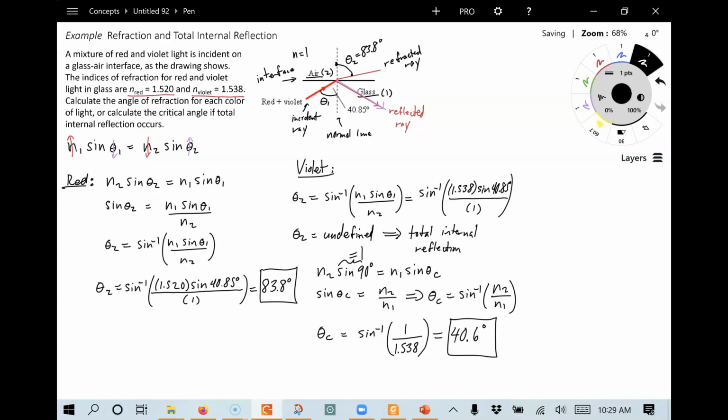So notice that because the angle here was 40.85, it exceeds the critical angle, so all of the violet light is reflected. If we do the same calculation for the red light, let's see what we get here real quick. For the red light, the critical angle is sine inverse of air, the second side, divided by the index of refraction for red. That comes to 41.1 degrees. And so 40.85 isn't quite to the critical angle yet for the red. Therefore, some of the red is passing through.